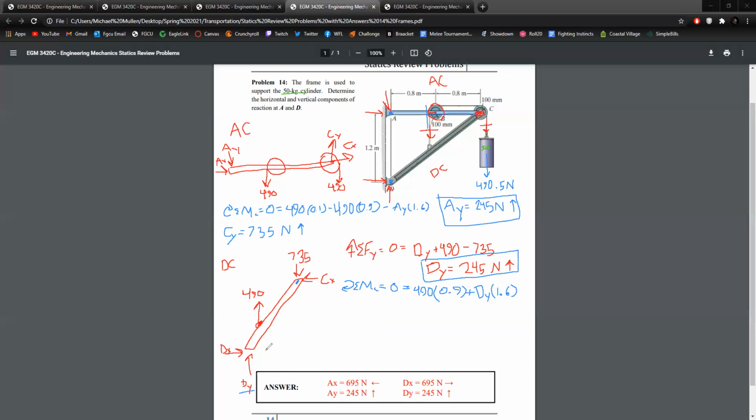And then last, we're going to have minus dx, as dx contradicts our moment direction, as we have the moment labeled positive as clockwise, so dx is going to move against that. So we'll have minus dx times the distance from dx up to c. That's going to be 1.2 meters.